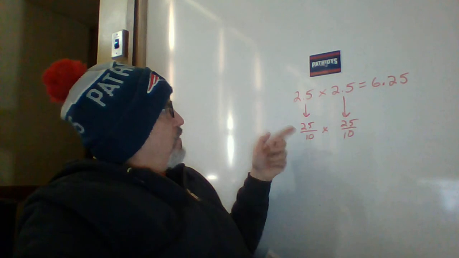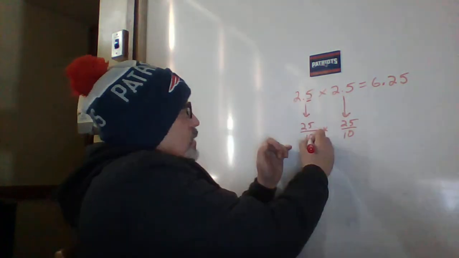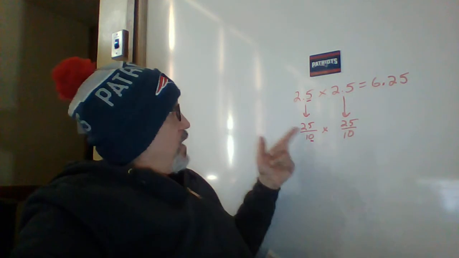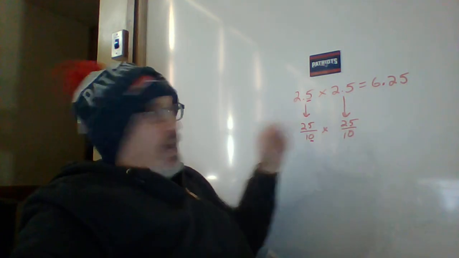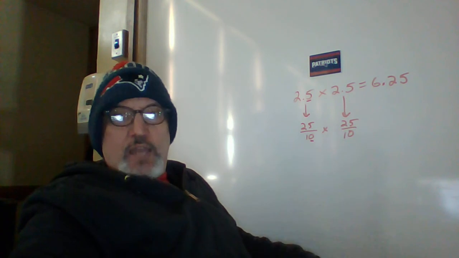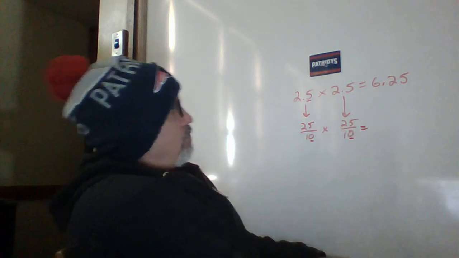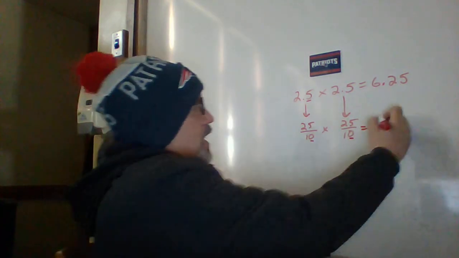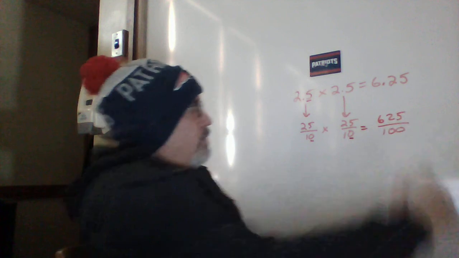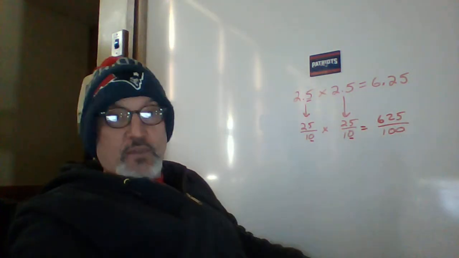2.5 is 25 tenths because we have one digit to the right of the decimal point. So we need 1 0 in the denominator following the 1. The numerator is simply the 2 and the 5 without the decimal point. It's the whole number 25 over the 10. And multiplying across the top and bottom, as we do with fractions, we get 625 over 100. And this is the product. This is the answer to 2.5 times 2.5.